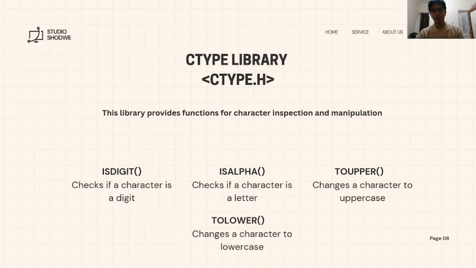The ctype library, ctype.h. This library provides functions for character inspection and manipulation. For example, isdigit checks if a character is a digit, isalpha checks if a character is a letter, toupper changes a character to uppercase, and tolower changes a character to lowercase.